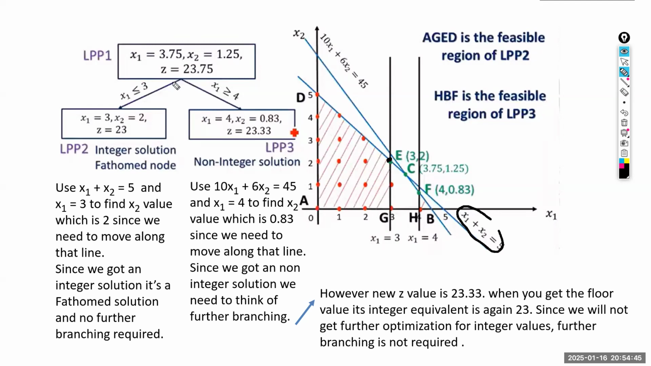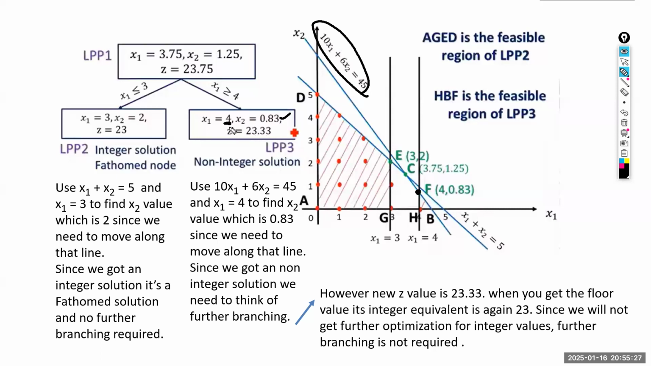Then what about the right hand side? Right hand side means we need this point, which is when x1 is 4. Then you need to find what the y value is. This point is in this line, so use this equation. Substitute x1 in this equation and find x2. You will get x2, but it will be a decimal value. That is an unfortunate decimal value, and therefore Z is also a decimal value.